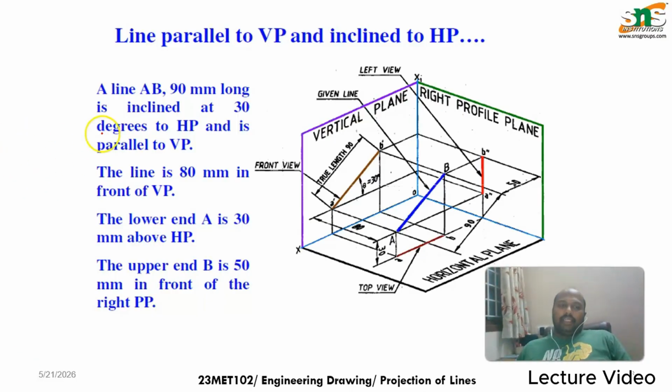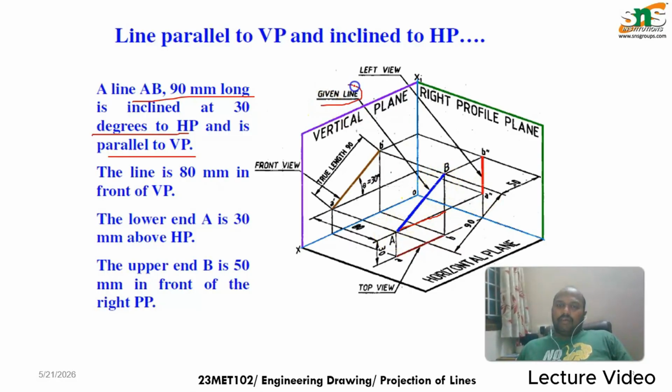Here it is given as the line AB, 90 mm long. It's inclined at 30 degrees to HP and parallel to VP. We will see the line is straight like this, and now we are going to incline it. Once the incline happens, you can see the line angle comes into the picture.